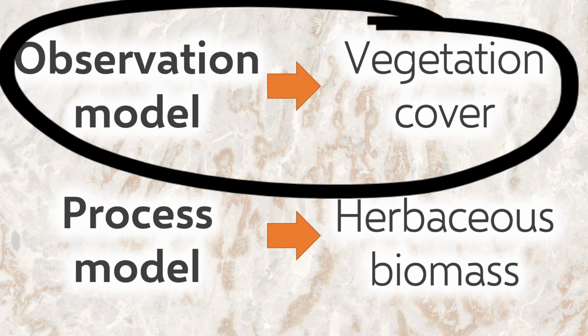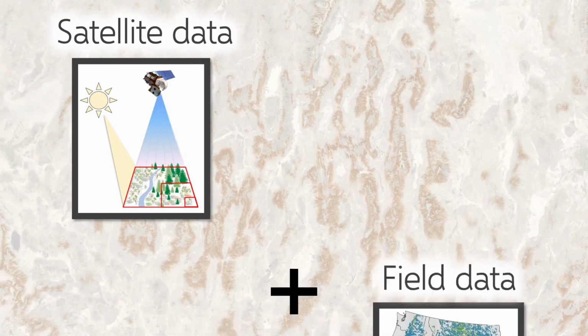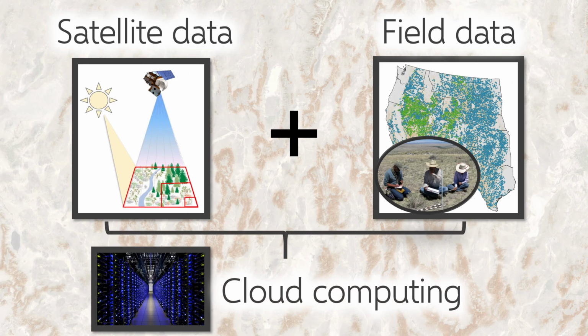An observation-based model. You may be asking, what types of observations are we talking about? Well, in the case of the vegetation cover dataset, we're talking about 2 types of observations. The first is satellite data, and the second is field vegetation data. And these are both tied together by cloud computing. Okay, let's look at both of these datasets and the cloud computing in slightly more detail.